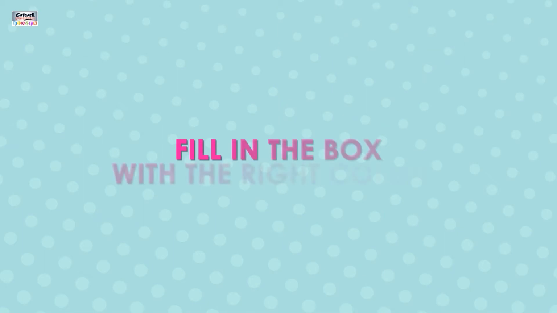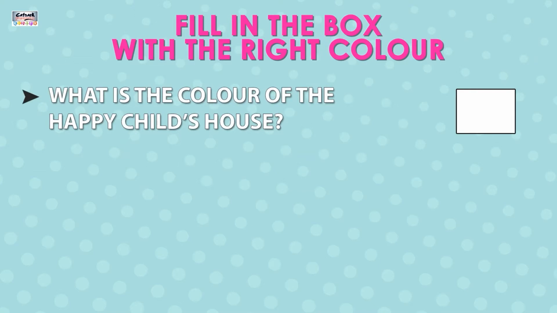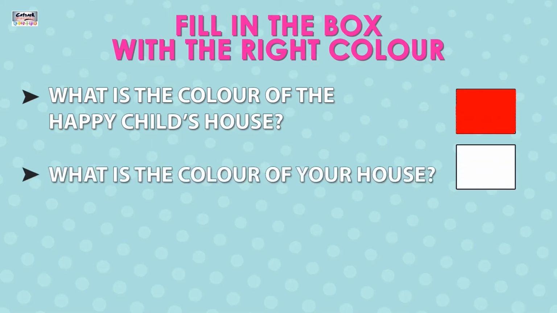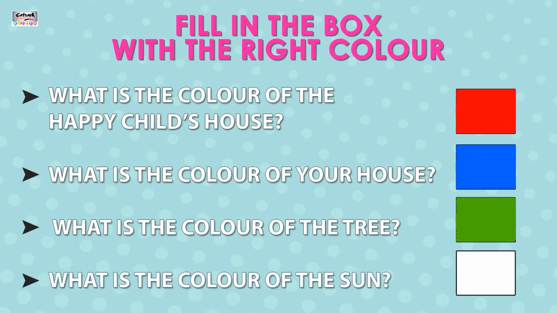Question 2. Fill in the box with the right color. What is the color of the happy child's house? Red. What is the color of your house? Blue. The answer to this question may vary from student to student. What is the color of the tree? Green. What is the color of the sun? Yellow.